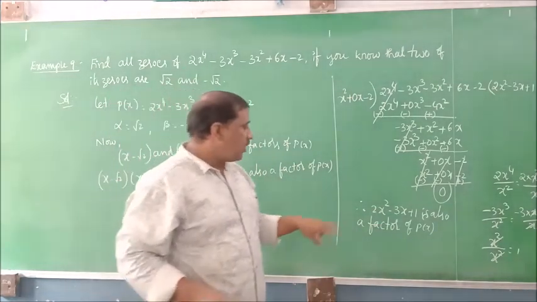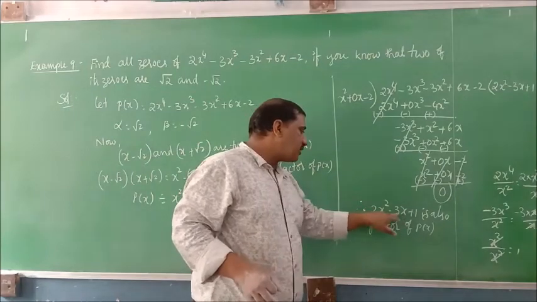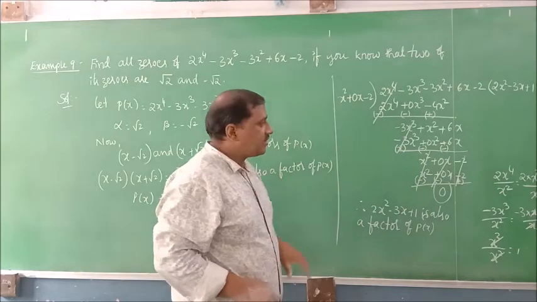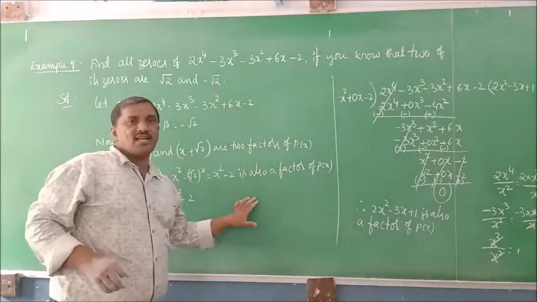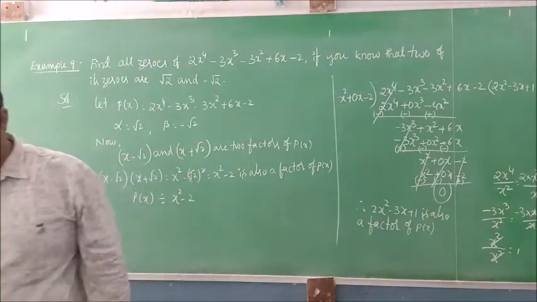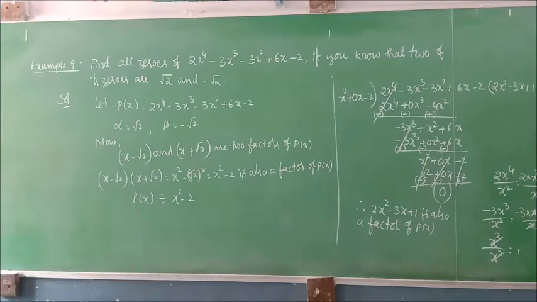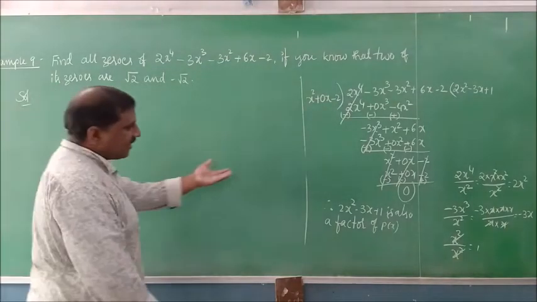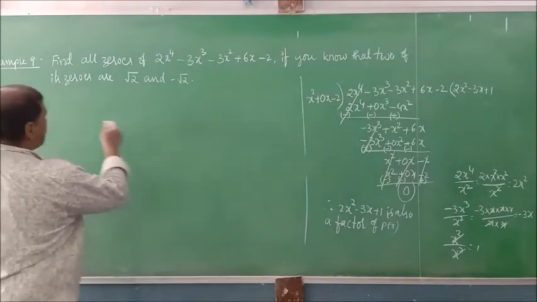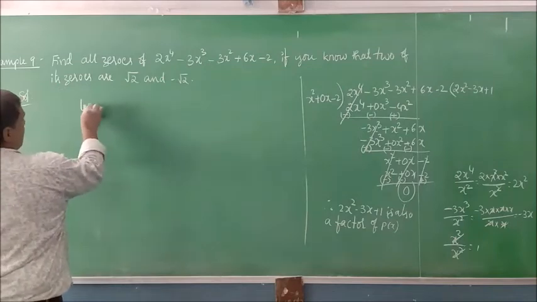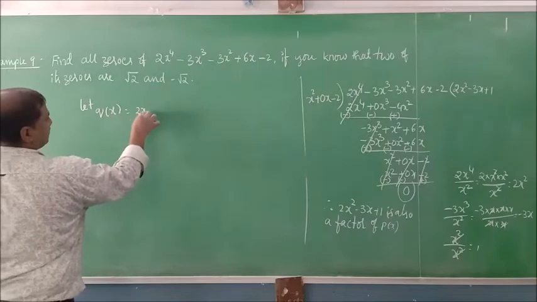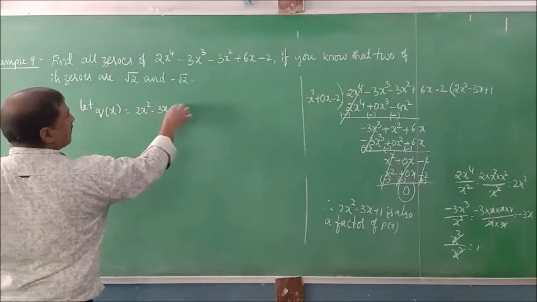So next, what to do? Split the middle term of this 2x squared minus 3x plus 1, or factorize this, and find the zeros. Now we'll find the factors of the quotient. That is, let q of x equal 2x square minus 3x plus 1.